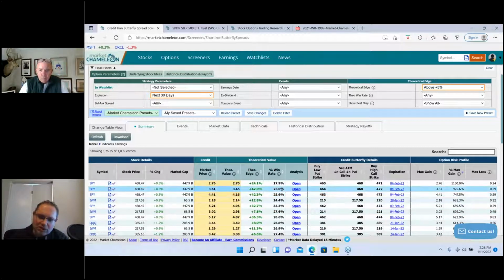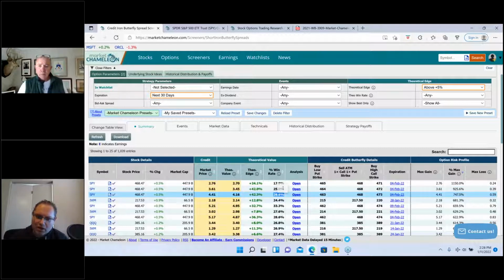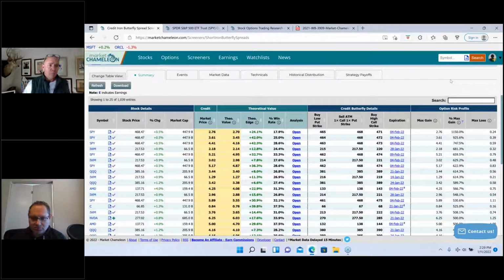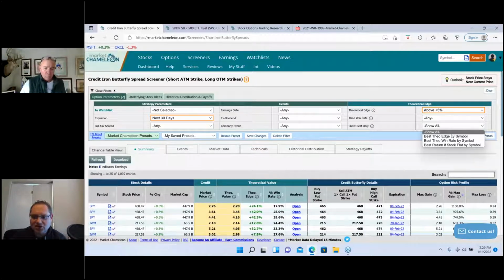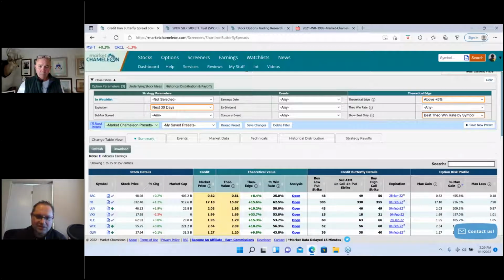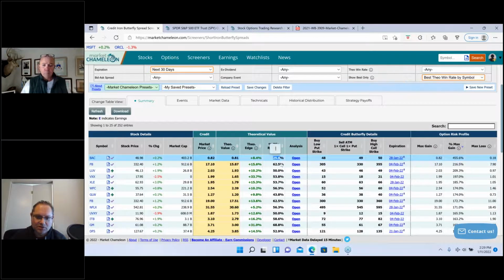We could also do it by win rate as well. And the win rate is just telling us, if we took the market prices today and compared them based on how the stock ended up in those days, how often would it have resulted in a profit? And we shouldn't see huge amounts here because this is not a high probability. But just to narrow this down, I'm going to say, I already have a theoretical edge of 5%, show me the best win rates right now for each stock. So we've got BAC, Facebook, so it's showing us the best ones.